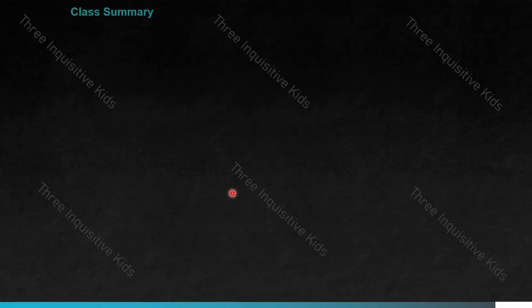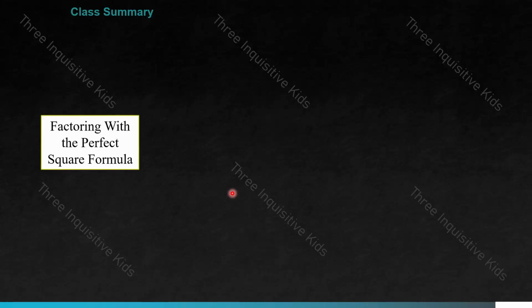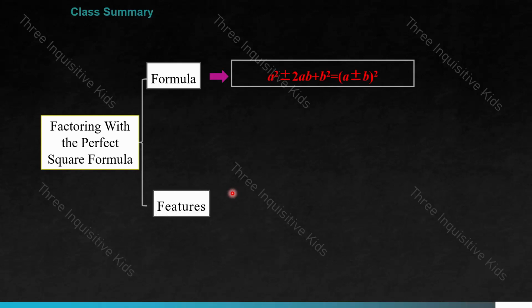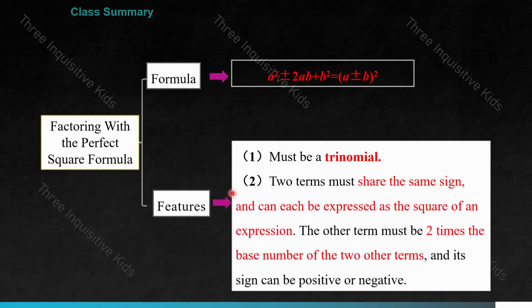Class summary. Today we factored with the perfect square formula. The formula, which is a squared plus or minus 2ab plus b squared, is equal to (a plus or minus b) squared. Its features are that it must be a trinomial. Two terms must share the same sign and can be expressed as the square of an expression. The other term must be 2 times the product of the base numbers of the two other terms, and its sign can be positive or negative.